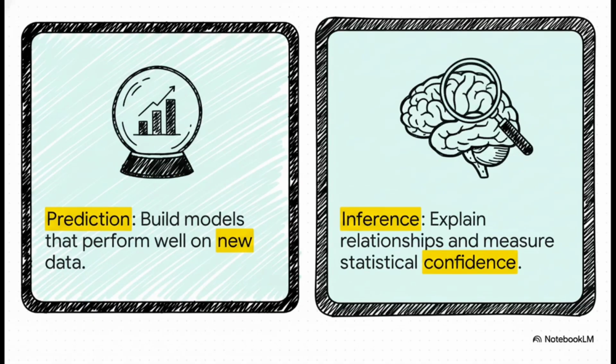So here's the crucial difference. Scikit-learn is totally obsessed with prediction. Its only question is, can my model accurately forecast something for new data it's never seen before? Statsmodels, on the other hand, is all about inference and explanation. It asks, is the relationship I'm seeing actually real and statistically significant, or could it just be random chance? You see? They're both vital, but they answer fundamentally different questions.